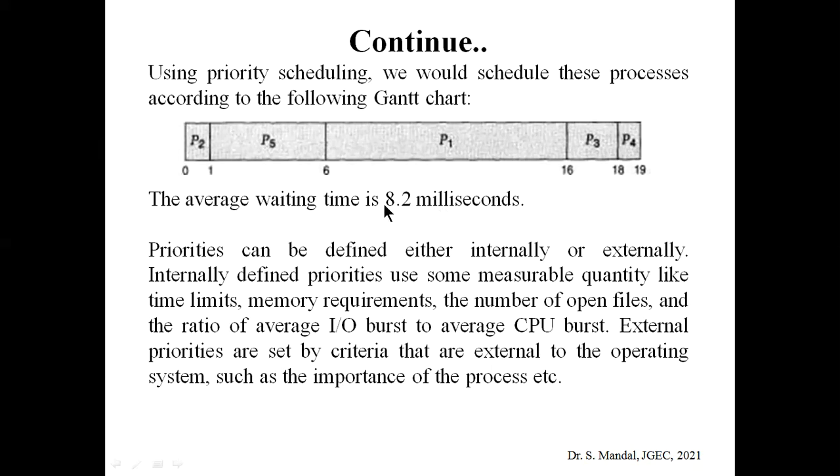Now the question is how can we decide the priorities of a particular process. Priorities can be defined, selected or calculated internally or externally. Internal priority can be defined by some measurable quantity like time limit, memory requirement, the number of open files, the ratio of average IO burst to average CPU burst, lots of things like this.